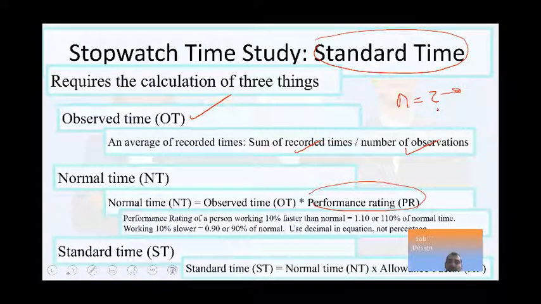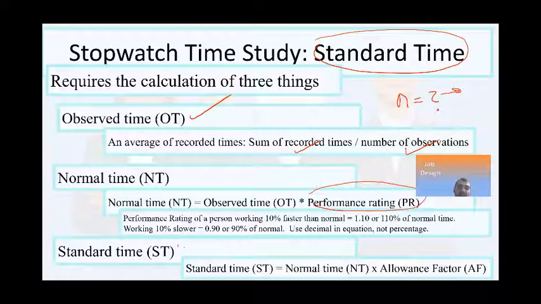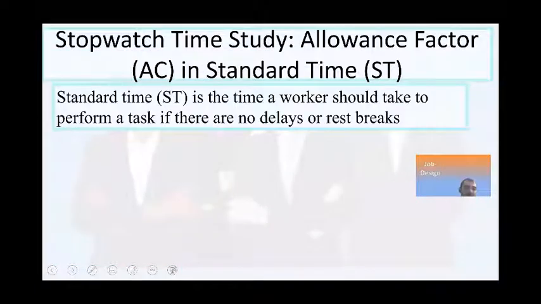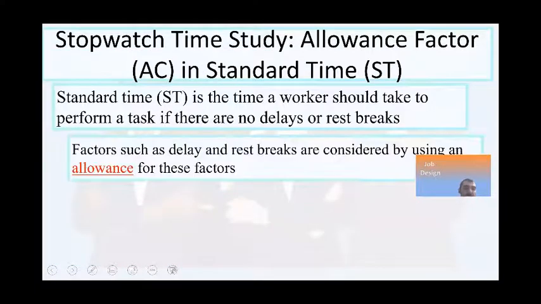And then we get the very important standard time. This is a very important calculation because standard time tells us what the goal for doing this task is, what the benchmark for doing this task is, and it's going to be the normal time times some allowance factor. The allowance factor is going to allow for breaks and other things. So basically the standard time will allow for some allowance factor.